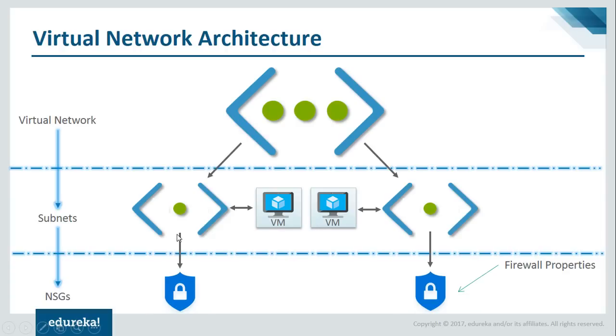Now what advantage do I have in this is that, say I launch 3 servers in this subnet, all of them will reflect this property, right? So I don't have to configure them separately. All of them will be reflecting the security group's properties of this particular subnet.